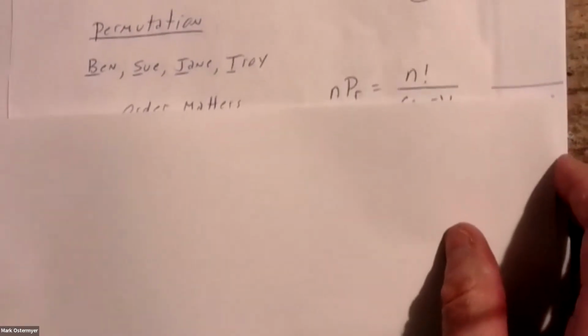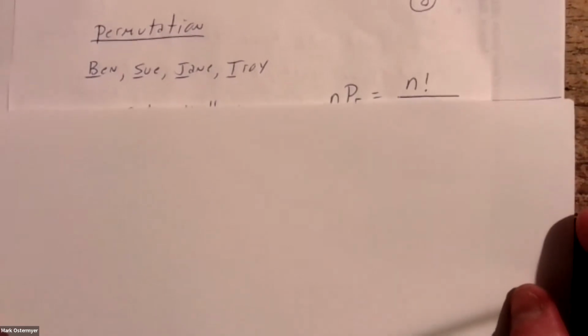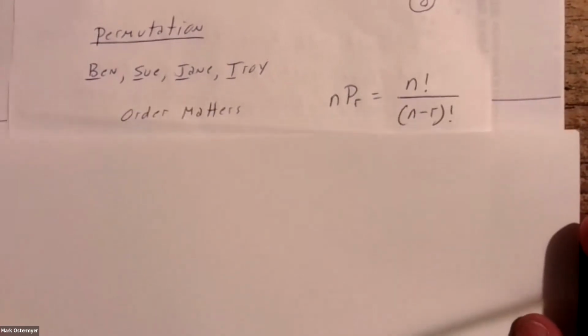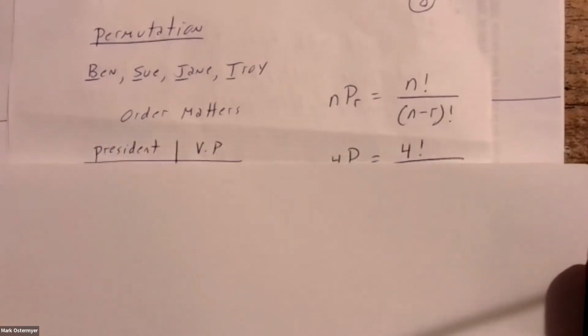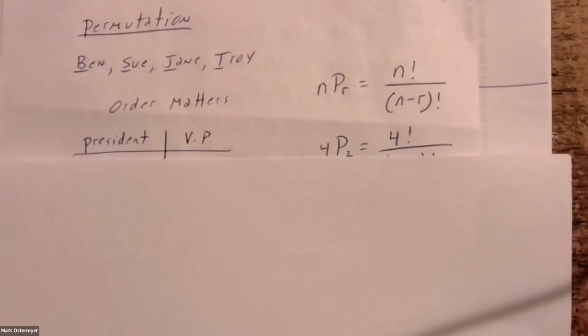All right, going back to the same people. I want to form a committee or a cabinet of size 2, where one person is going to occupy the office of president and the other person is going to occupy the office of vice president. How many different ways can I form this cabinet from these 4 people? Why does order matter now?